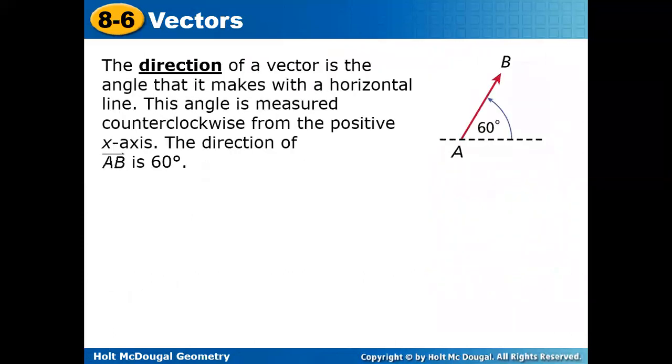Okay, now the direction of a vector. What is the meaning of the direction of the vector? It's the angle that it makes with a horizontal line. This angle is measured counterclockwise from the positive x-axis. So the direction of this vector AB is 60 degrees.